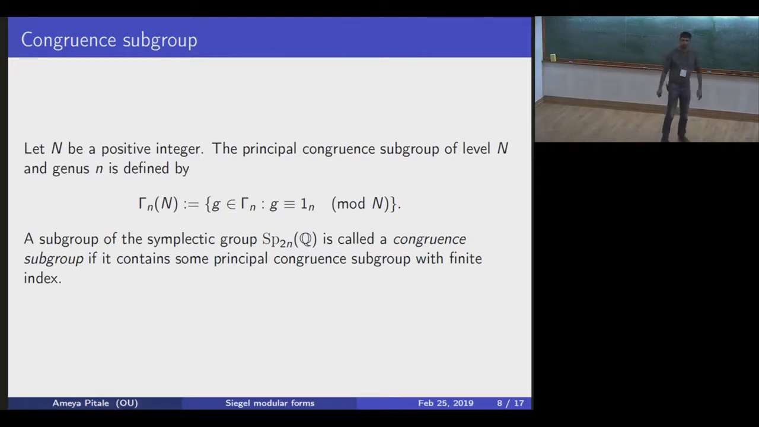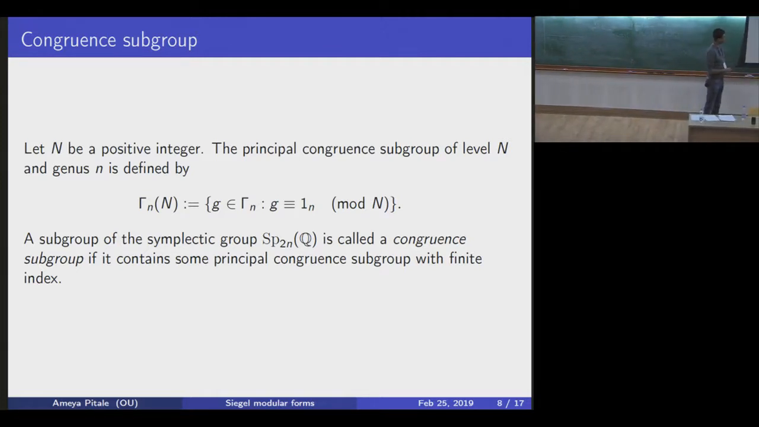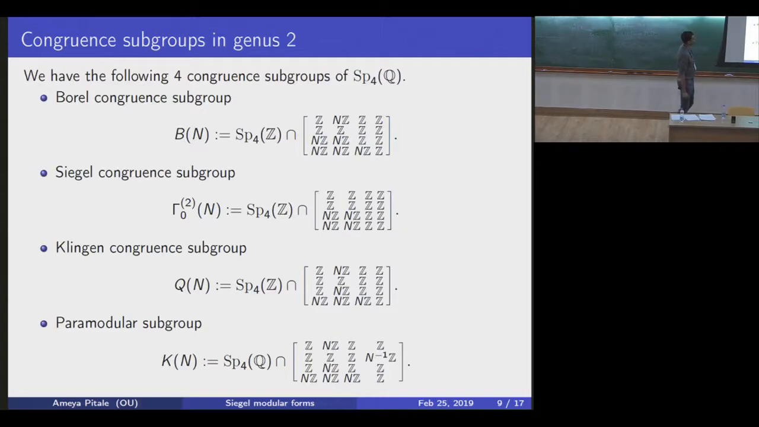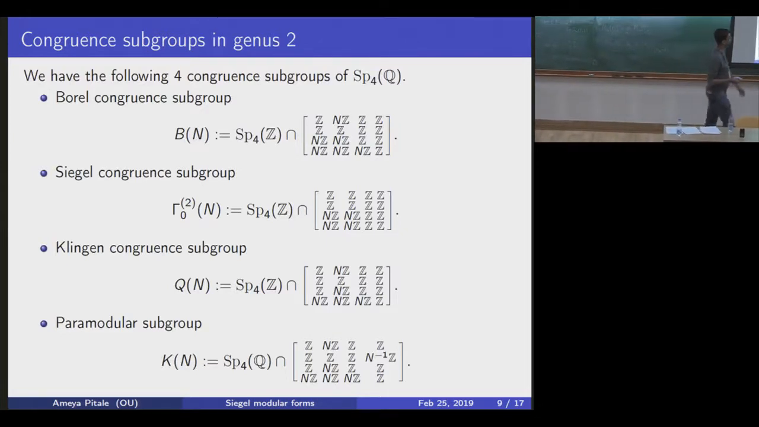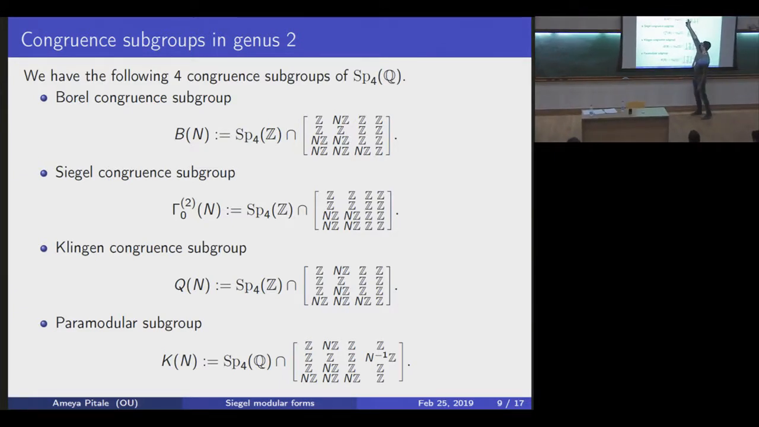And for example, if you're looking at genus 2, then there are these 4 guys which are standard ones. So the first one is called a Borel congruence subgroup. So for example, here if I switch the first 2 rows and first 2 columns, the n's all come down here. And so the Borel congruence subgroup is upper triangular mod n. So those are the Borel congruence subgroup. The Siegel congruence subgroup is modulo n, I get a 0 here.